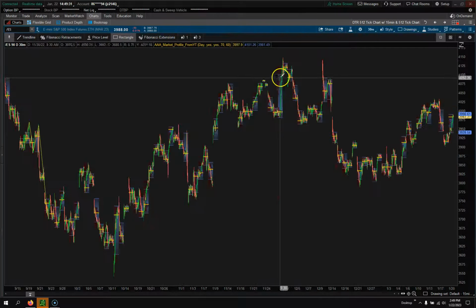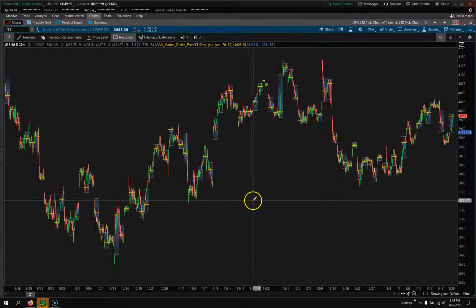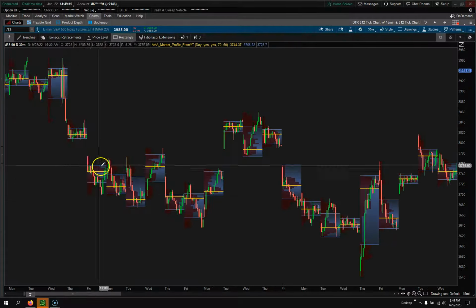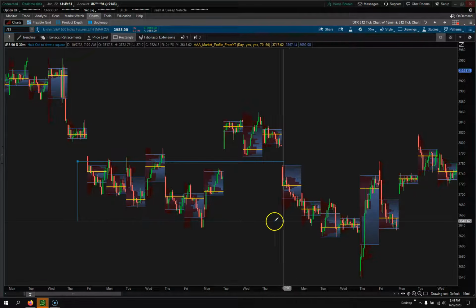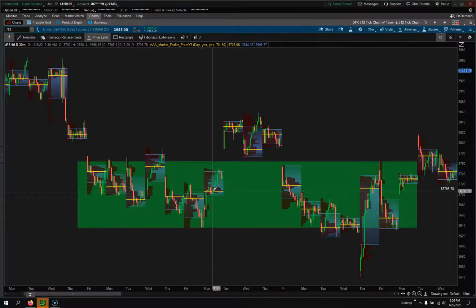So I'm going to zoom back out, and let's look for maybe some more sideways action. We could even say, yeah, here, let's look right here, right? We could say here is some sideways action right here, okay? And here is our virgin point of control, this yellow line, right?